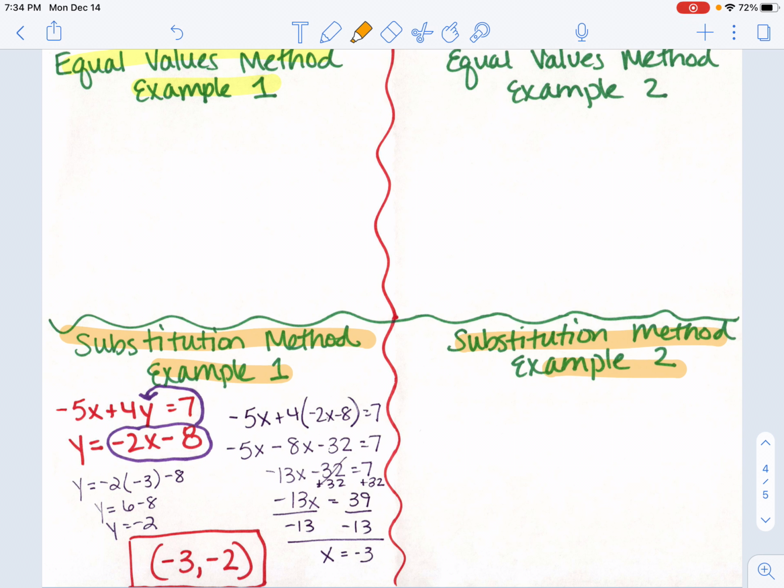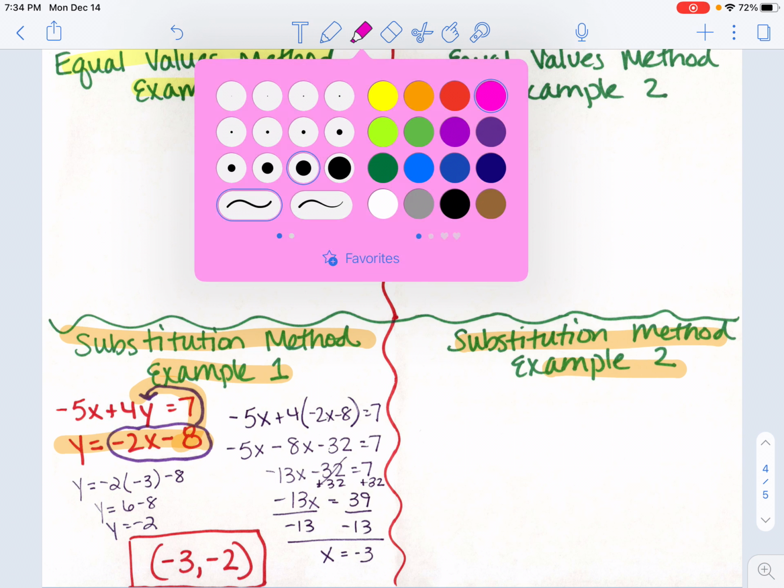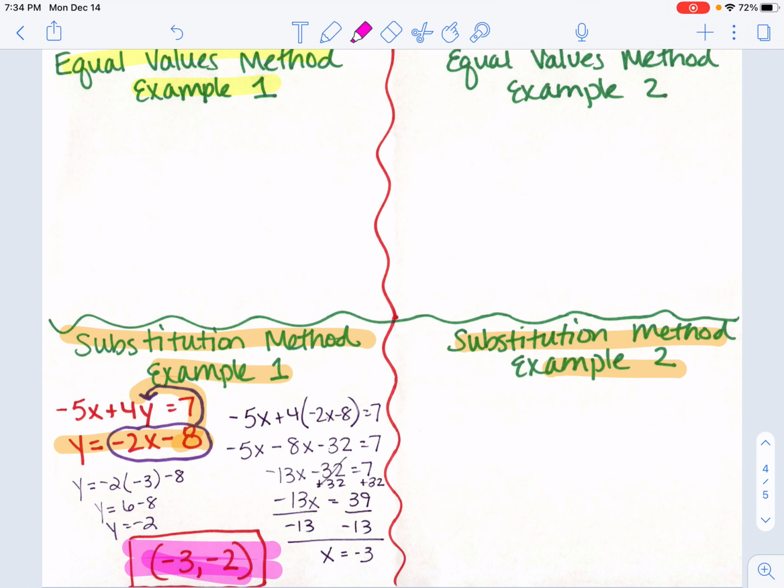But basically, one of my equations was set equal to y right here. So I took the value of y and plugged it into y of the other equation. And this is all my work. So I substituted that in, got the value of x, and then I went and plugged it back in to get the value of y, and that will give us a final answer, ordered pair of -3, -2. So you need 2 substitution method examples.